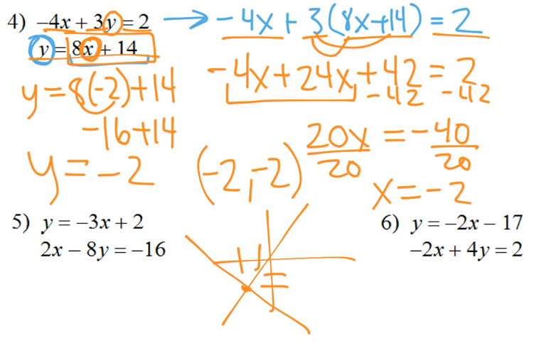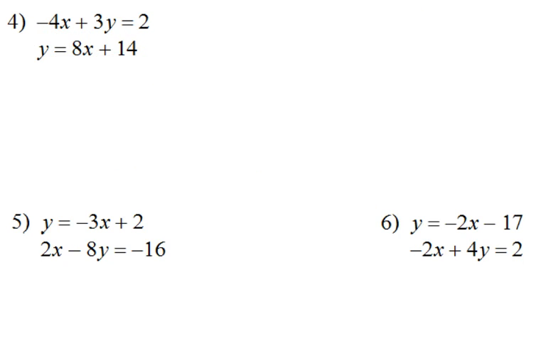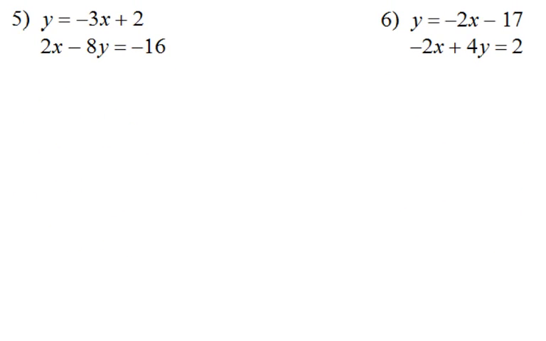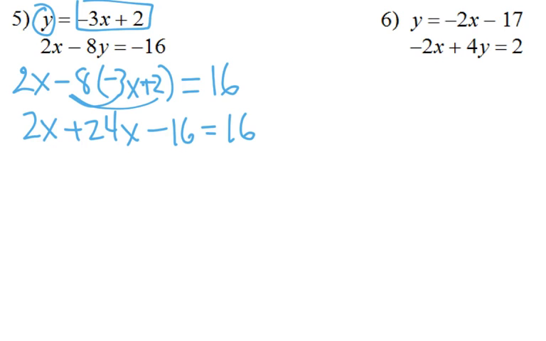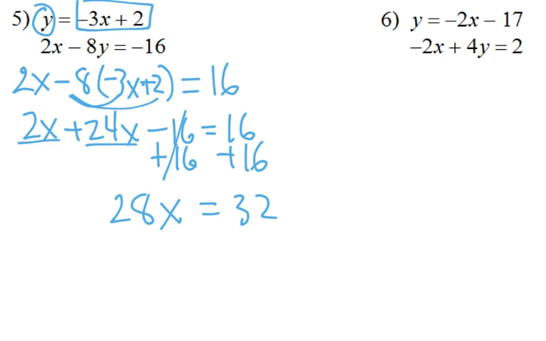Okay? And that's what we're looking at here. Okay? On number 5, same idea. y is equal to that whole piece. So in my other equation, I replace the y with that whole piece. Okay? We substitute it in. Then we simplify. Negative 8 times negative 3 is positive 24x. Negative 8 times positive 2 is negative 16. Add the 16 to get that there. We get 32. 2x plus 24x gives us 28x.